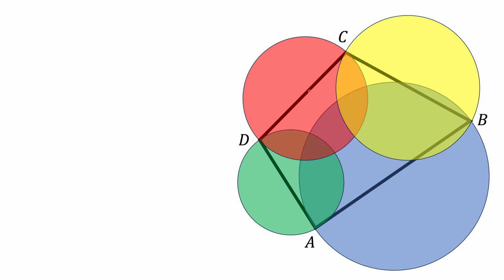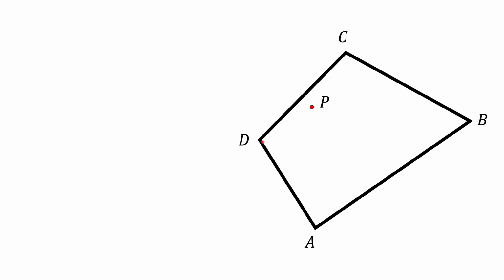And an interesting thing is going to happen. These four circles are going to cover all the interior of this quadrilateral ABCD. And that's what we would like to prove now. The way we're going to prove it is by assuming the opposite. So we're going to assume that there is such a point P inside of this quadrilateral that is not covered by any of those four circles.